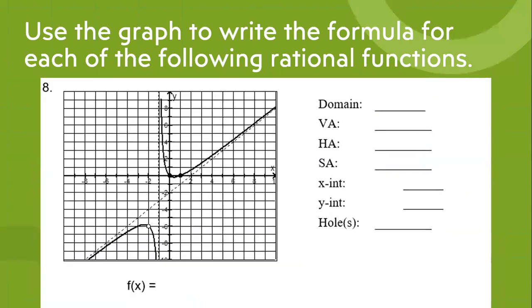All right, last one. The domain here. Not negative 1 anywhere else. Negative 2. So x cannot equal negative 1 and x cannot equal negative 2. There is a vertical asymptote.